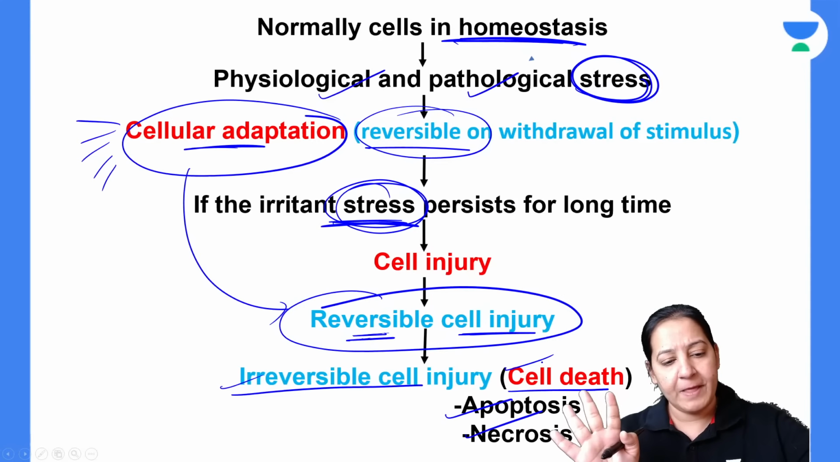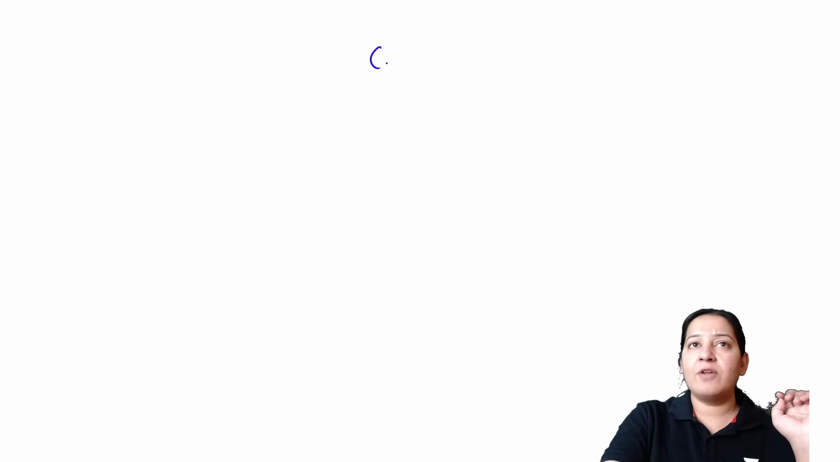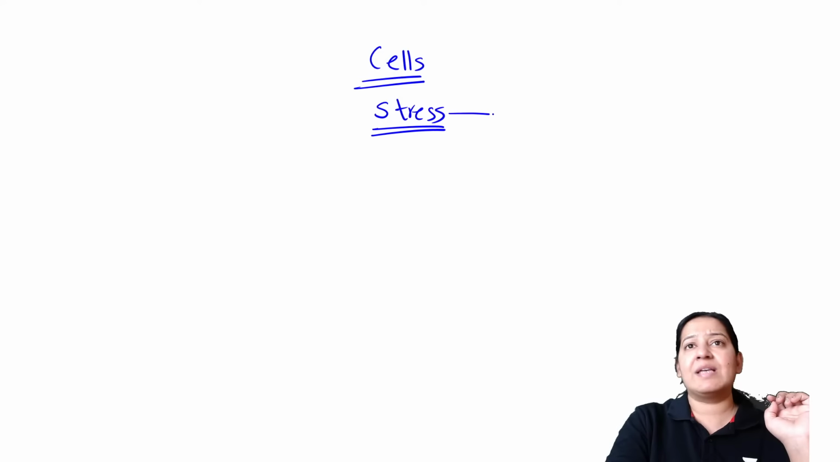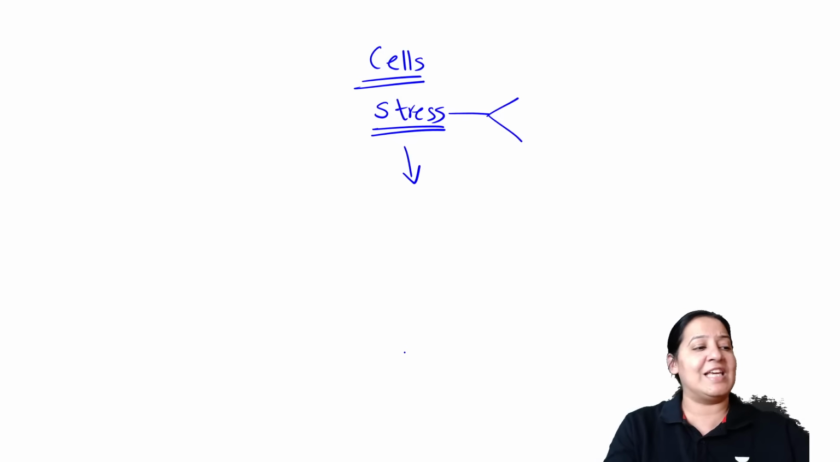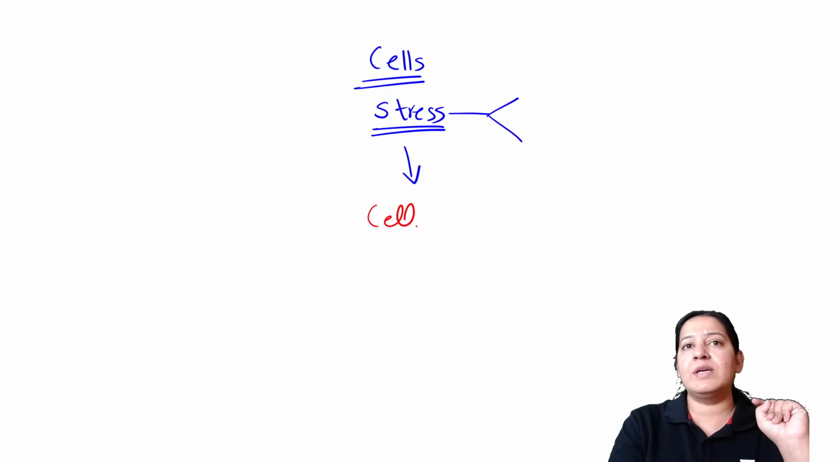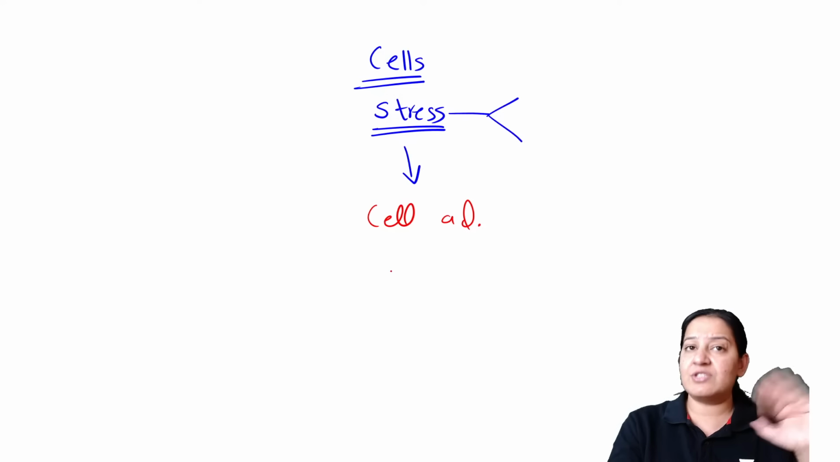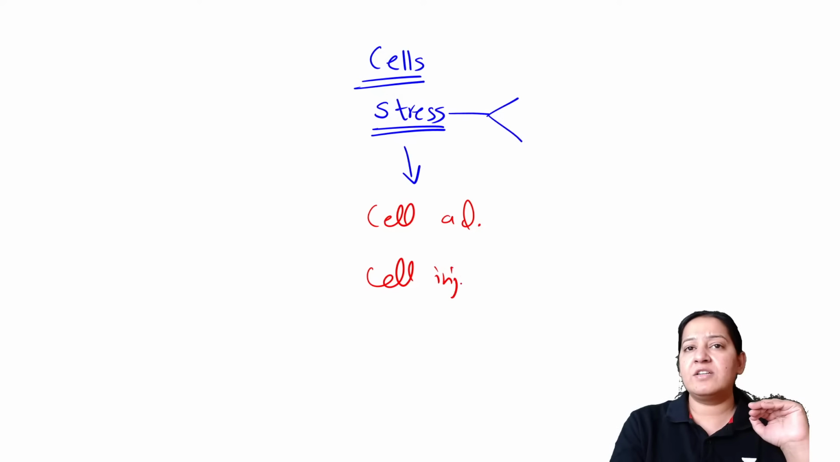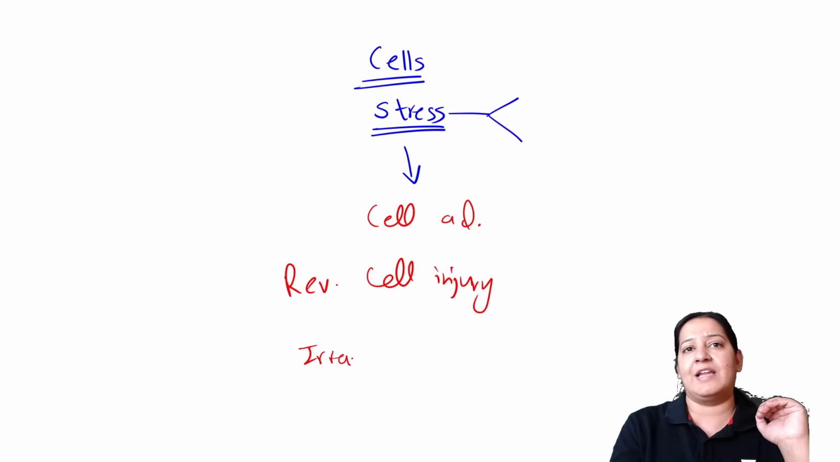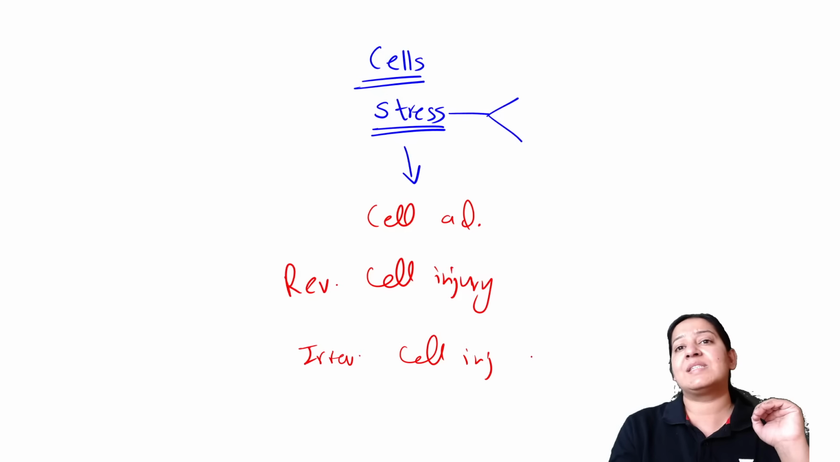So what is the summary? The summary is that all cells are in homeostasis. Whenever any stress comes on the cell, whether physiological or pathological, 3 things happen one by one in sequence. The first thing, in response to stress, the cell will do is cell adaptations. The second thing, if the stress continues, is cell injury. And the third thing, if the stress still continues, initially it is reversible, then it will be irreversible cell injury. Irreversible cell injury is known as cell death, and it is of 2 types, apoptosis and necrosis.